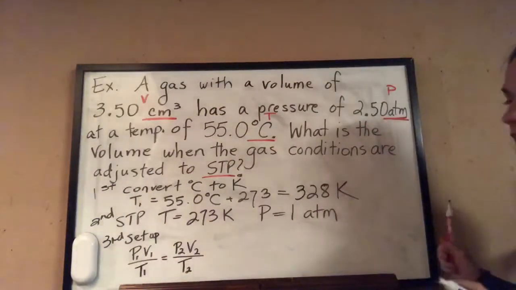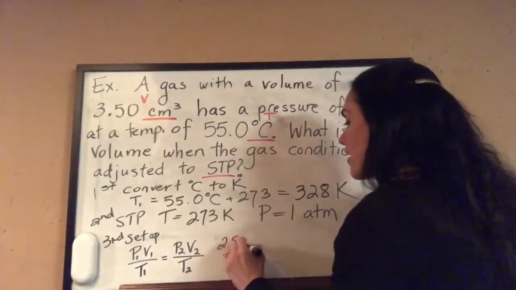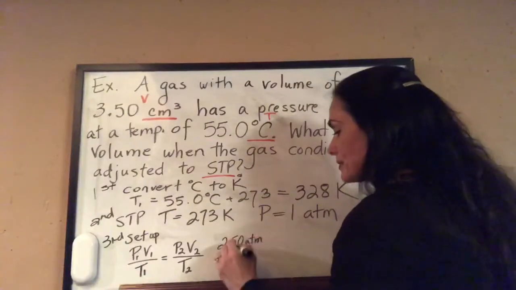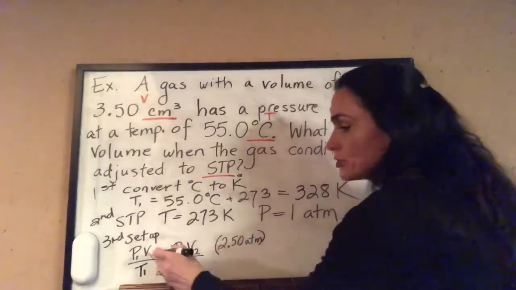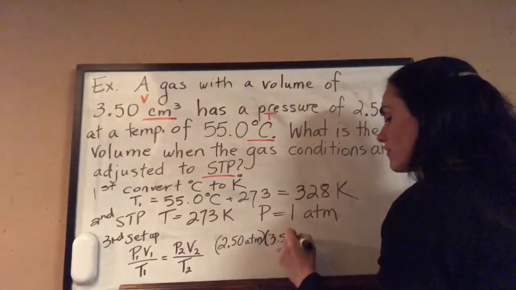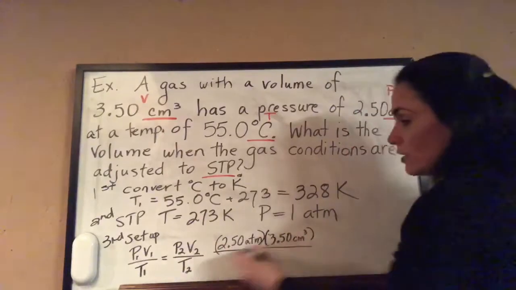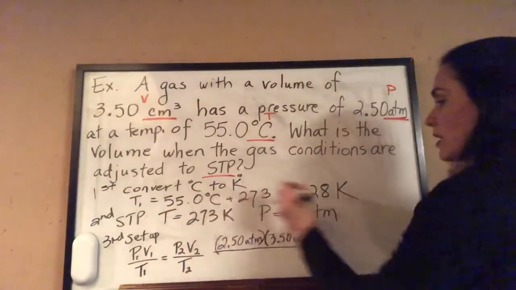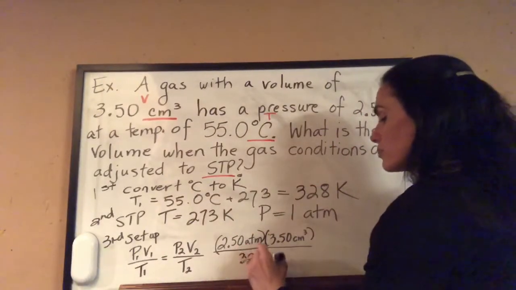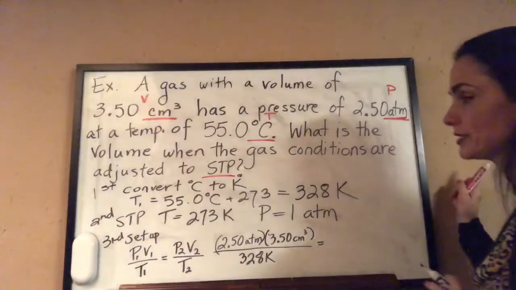Let's look at what we have. Do we have the initial pressure? Yes, 2.50 atmospheres. Do we have the initial volume? Yes, 3.50 cubic centimeters. Do we have the initial temperature? Yes, 328 Kelvin. We have all of the initial conditions given to us.